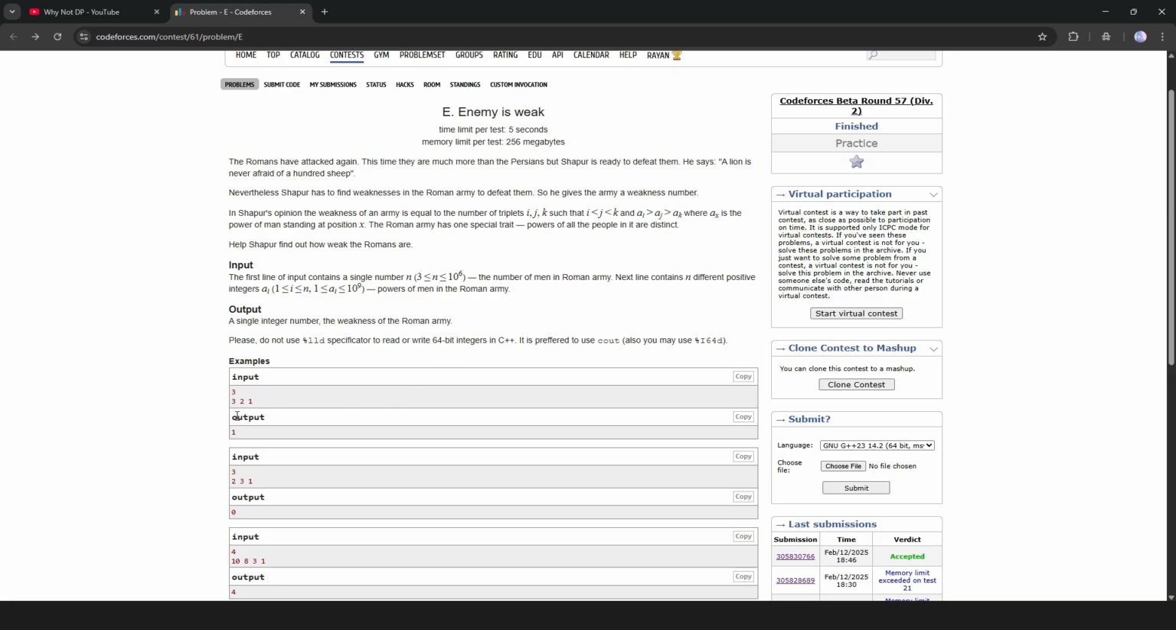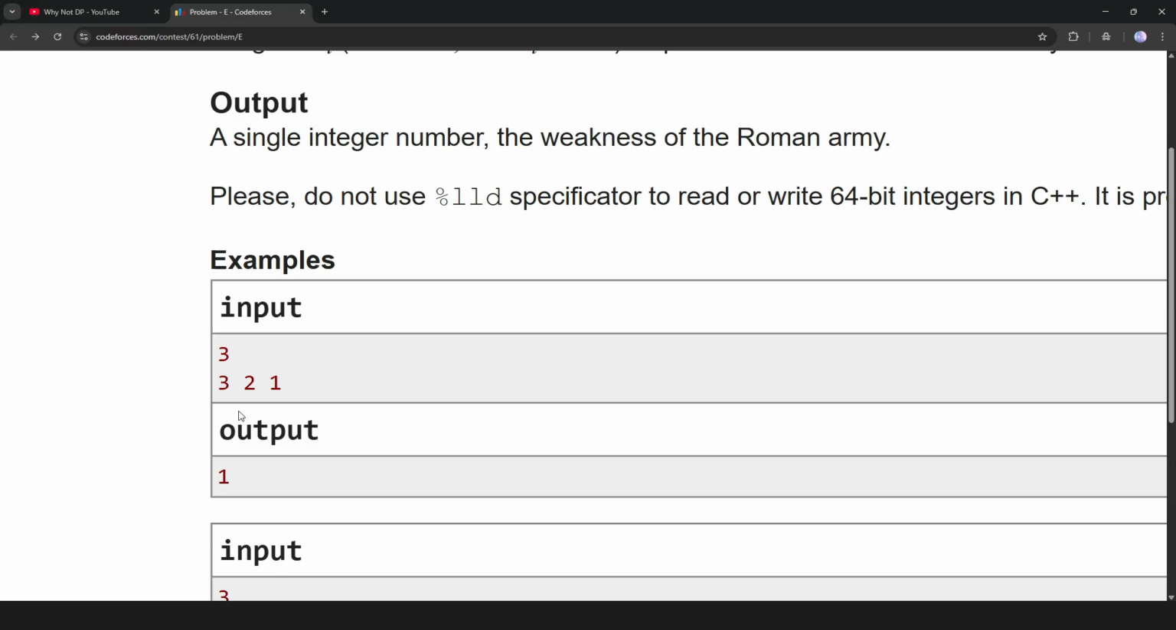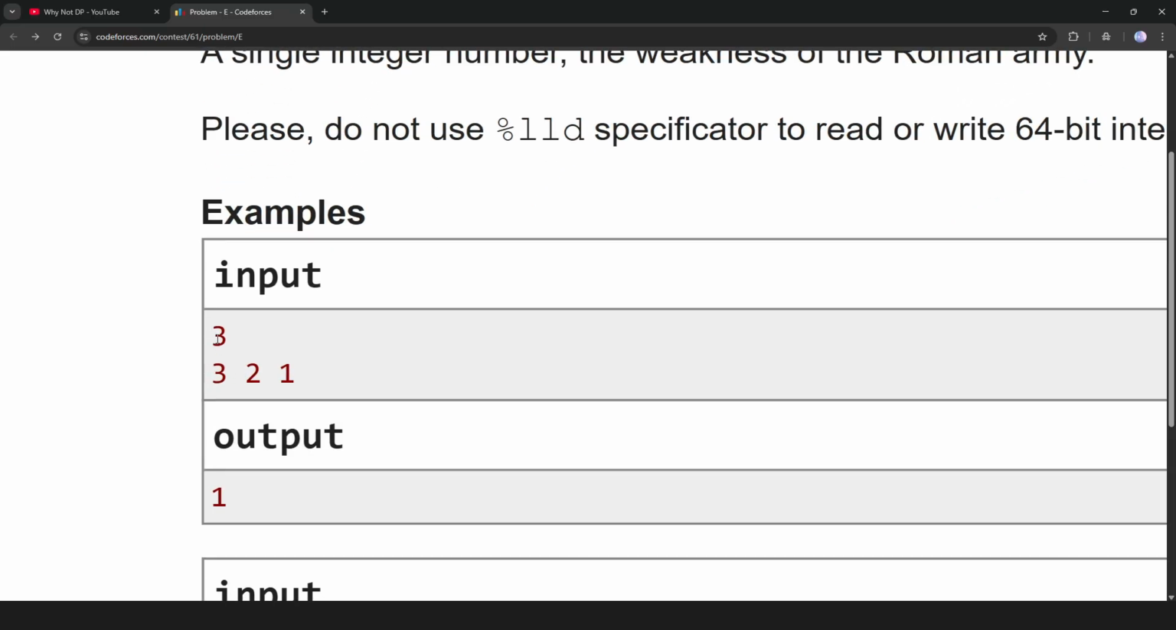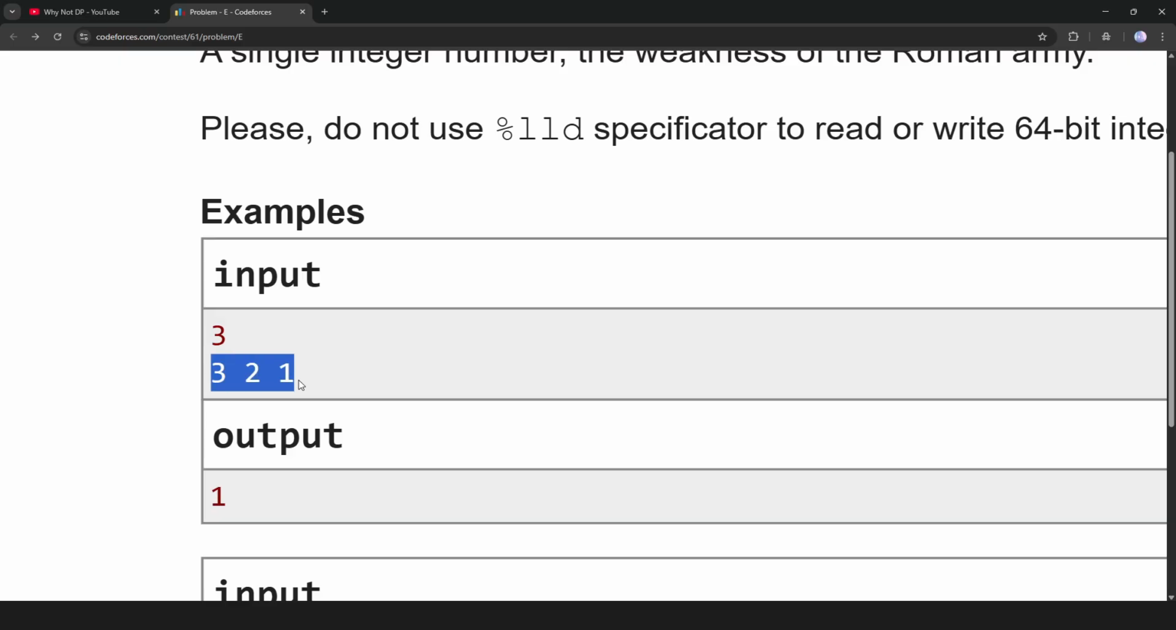If you look at the first example, let me zoom in a bit. As you can see, this array consists of 3 positive integers. So tell me, how many triplets can be made out of this array? Exactly one triplet can be made, because only 3 elements are present. You cannot make more than one triplet. So the 0th index will be my ith index, the 1st index will be my jth index, and the 2nd index will be my kth index. So i, j and k represent these 3 indexes, and this will be the only possible triplet.